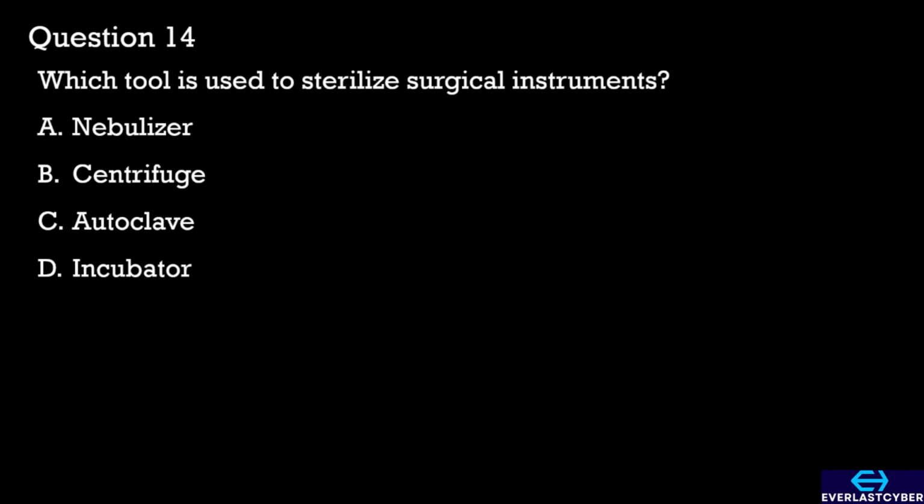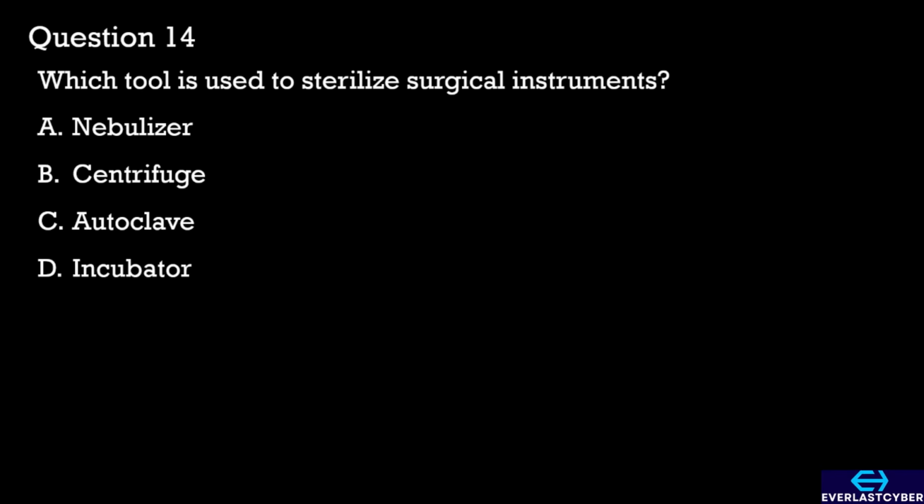Question 14. Which tool is used to sterilize surgical instruments? A. Nebulizer. B. Centrifuge. C. Autoclave. D. Incubator. A nebulizer delivers aerosolized medication to the lungs. It is not used for sterilization. A centrifuge separates substances of different densities in a sample. It is not used for sterilizing instruments.